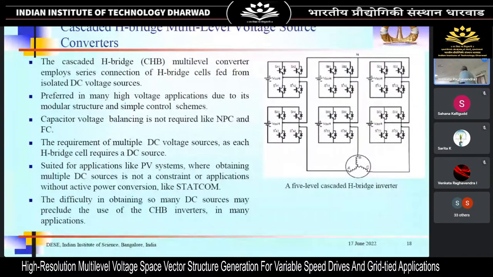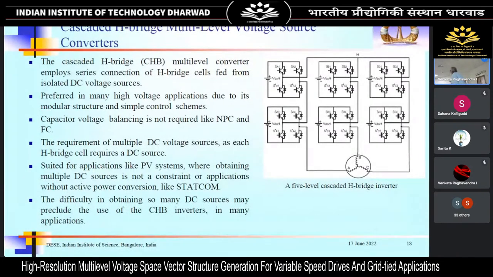Then, another way of doing it is the cascaded H-bridge. This is the 2 level basic inverter topology. It's called an H-bridge. Cascading this H-bridge with many power supplies, each phase can have many voltage levels. This is also used in industry for HVDC transmission and high voltage generation, with many series connected power supplies.